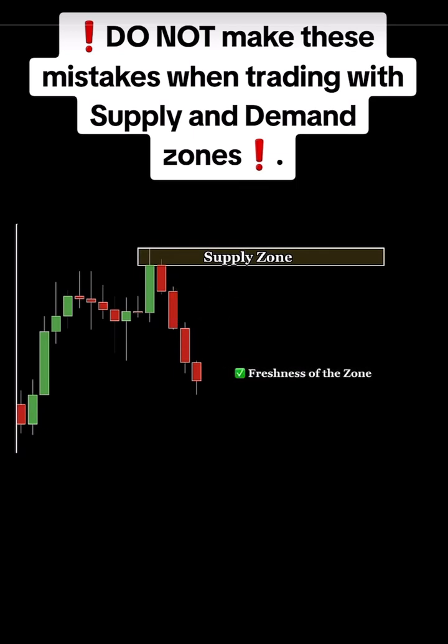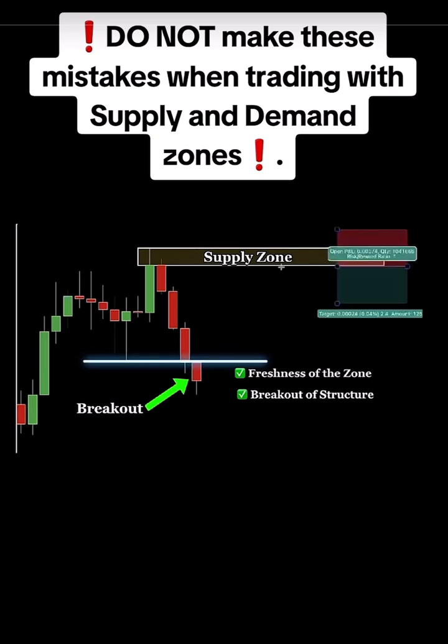Next, check the freshness. Has this zone been tested before? Clearly not, it's completely fresh. This means that when price eventually comes back to this level, we can expect a powerful reaction, offering us a prime entry opportunity. Third, look carefully at how this move broke below a major support level, a clear breakout of structure. This indicates that smart money was heavily involved, driving prices lower and trapping retail traders along the way.